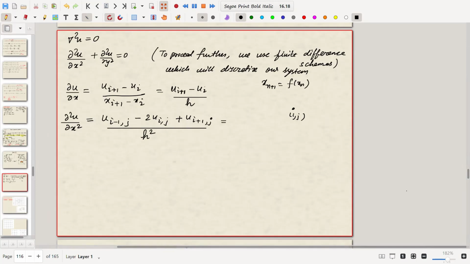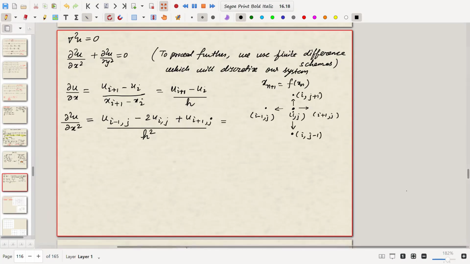Suppose you are at i comma j. What is the next step on the right? i plus 1 comma j. What is the next step on the left? i minus 1 comma j. What is the top condition? i comma j plus 1. What is the below condition?